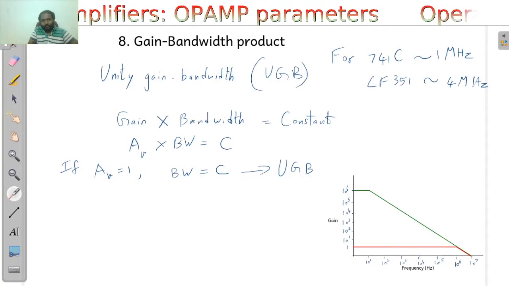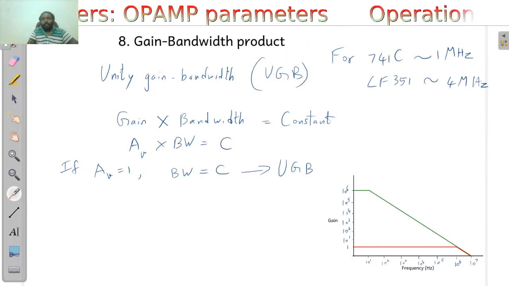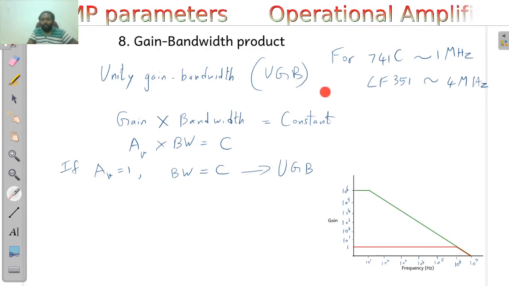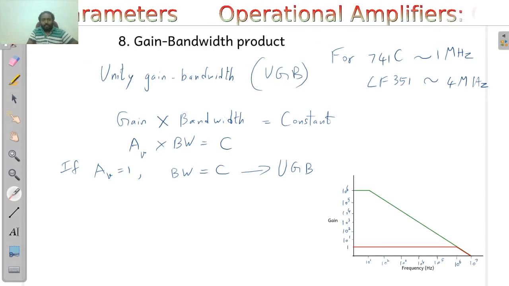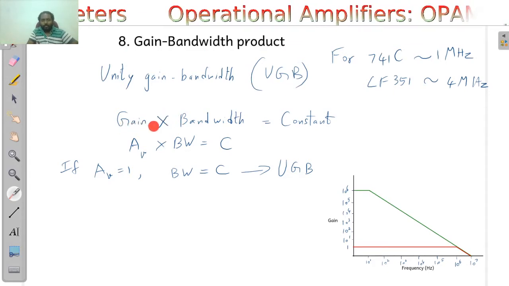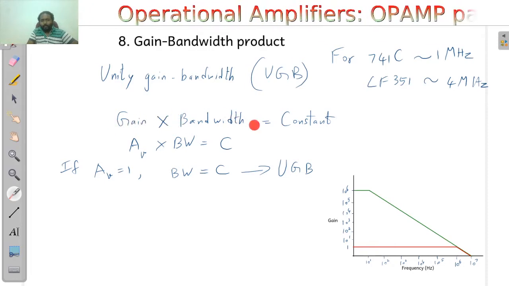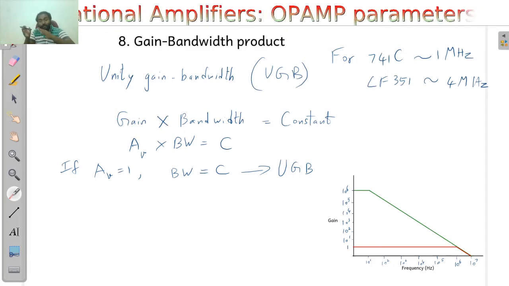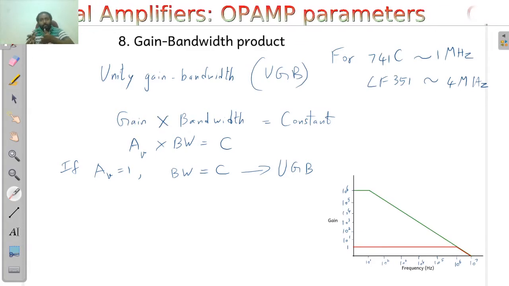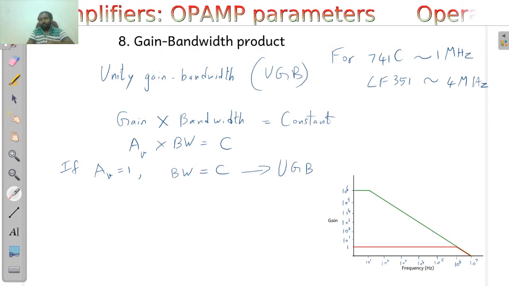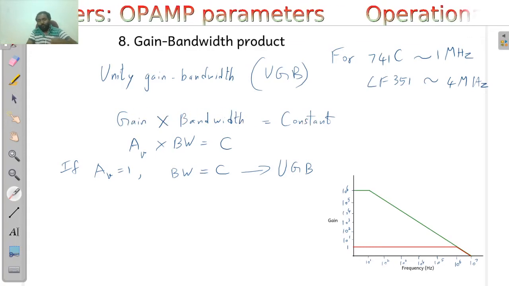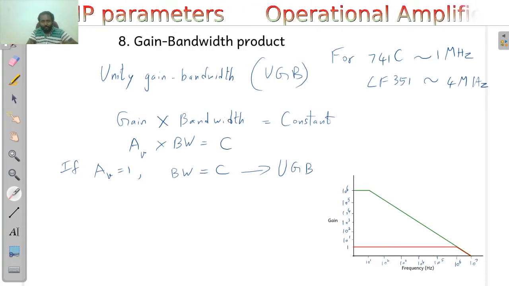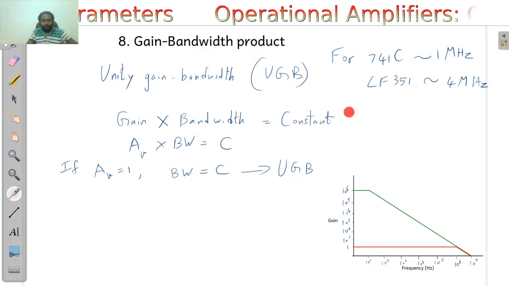The next parameter is gain bandwidth product, and it is characterized by a number called unity gain bandwidth, UGB, and this stems from an equation like this: gain times bandwidth is a constant for a particular device. So if you choose an application and if you choose an operational amplifier, it will be having a particular constant value for the gain times bandwidth value. Okay, so when you multiply the gain and bandwidth of that operational amplifier, you will be getting a constant. So that constant is represented like this.